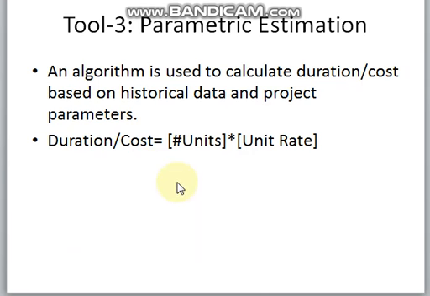So the next estimation technique will be the parametric estimation. In parametric estimation, we will use an algorithm which is used to calculate the duration or cost based on the historical data or the project parameters. The duration or cost is equal to the number of units multiplied by the unit rate. The number of units can be, we can say, the number of lines of code. The unit rate is derived from the historical data. The unit rate expressed in cost multiplied by the number of units will give you the estimated cost.